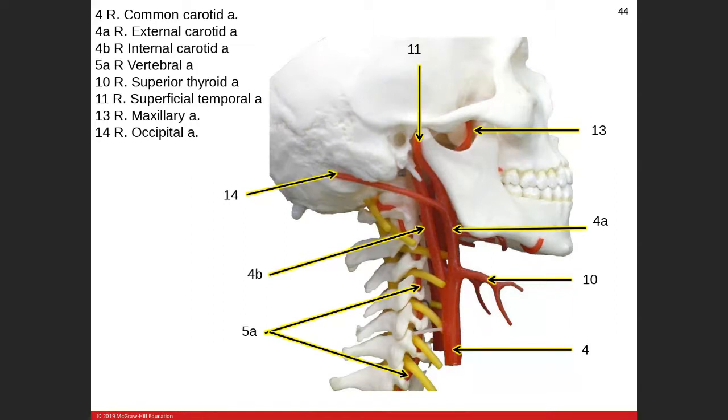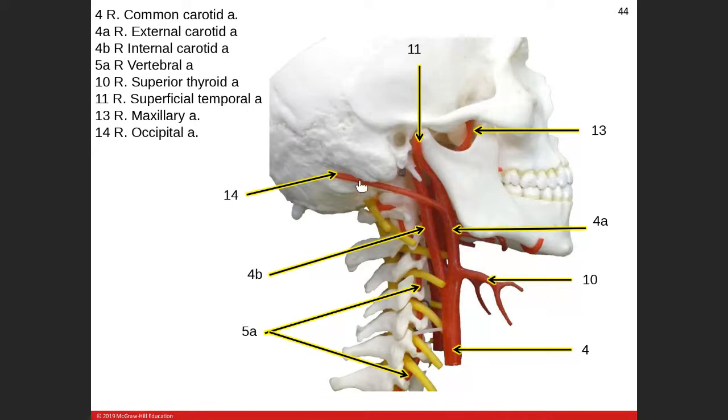This is just a double check, to make sure. I'll do this real quick here. All right. Here's your common carotid. It bifurcates. Here's the internal carotid artery going right here into the skull. This is the external carotid right here. Here's our first branch, the superior thyroid artery. Here is our right superficial temporal artery, and then here's our right maxillary artery.